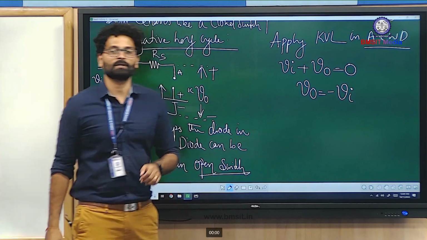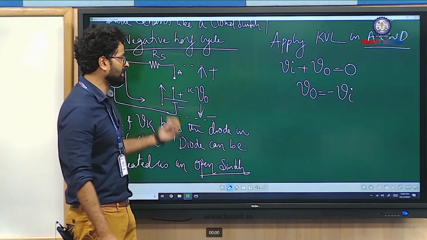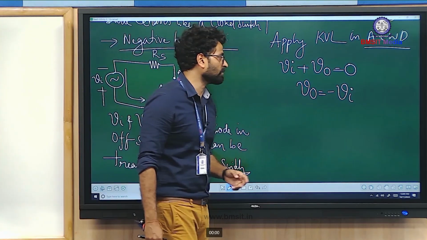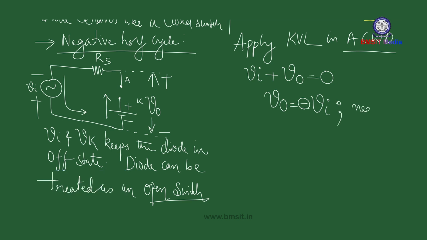Just like your ideal diode analysis. Even in case of ideal diode analysis, for the negative half cycle, you have obtained V naught is equal to minus Vi. So this negative sign simply indicates that output is an inverted waveform, which is nothing but the negative half cycle of the input. Alright, so now let us draw the waveform.